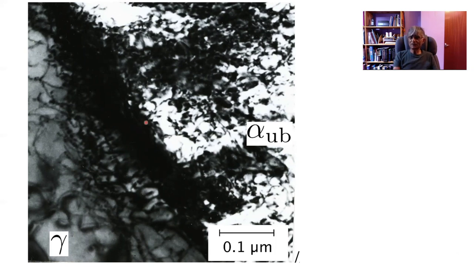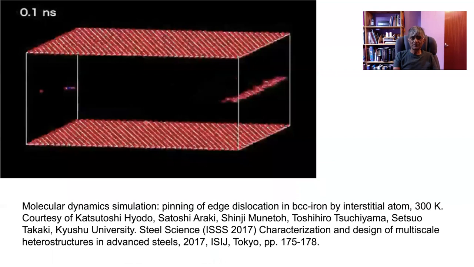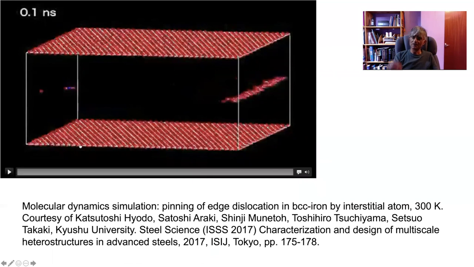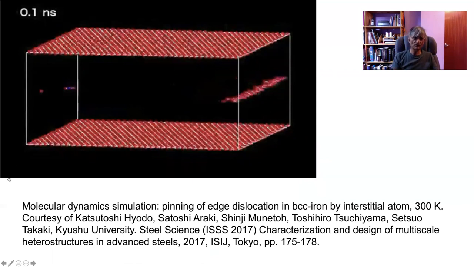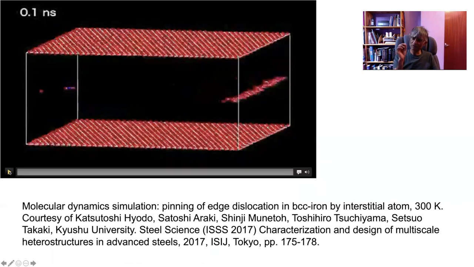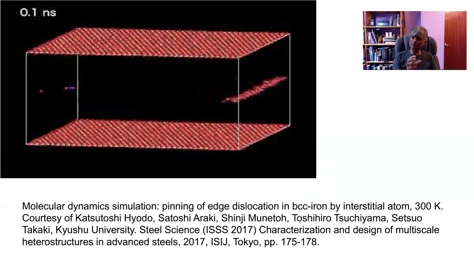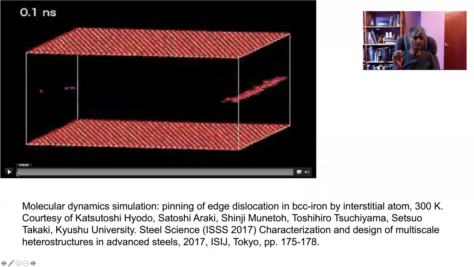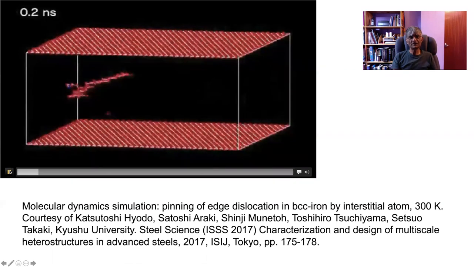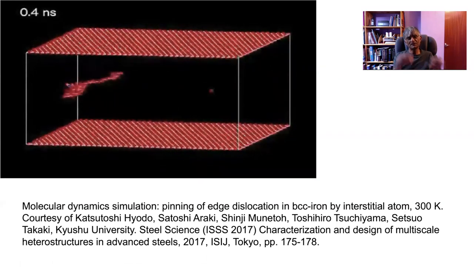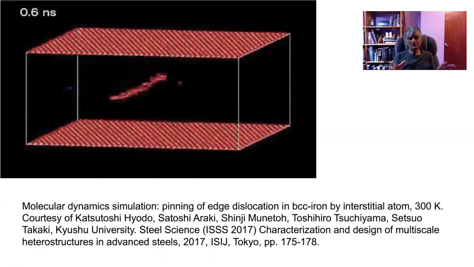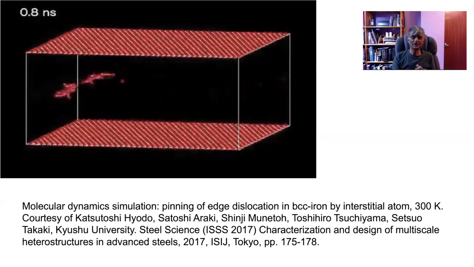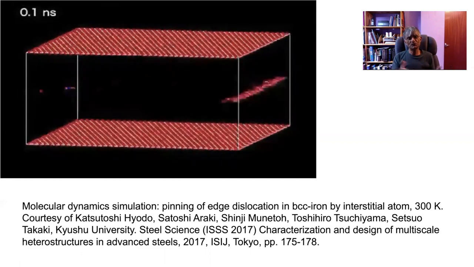Now, dislocations can move, okay? But if you put obstacles in their path, then they get pinned. And this is a nice movie, and I'm using this to illustrate that dislocations struggle when they come across obstacles. This is a molecular dynamics simulation of a dislocation trying to pull away from an interstitial atom. So there it is sort of pinned. The sort of motions that you see is because this is a simulation for 300K, so the atoms are not stationary. And this is a cyclic boundary condition, so you see it again and again.